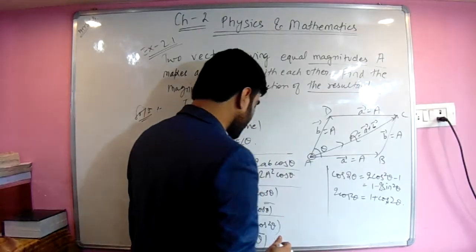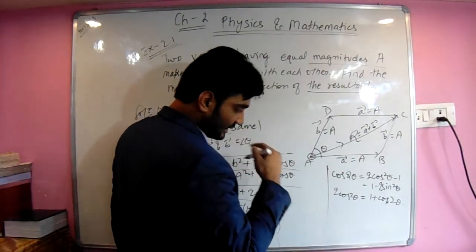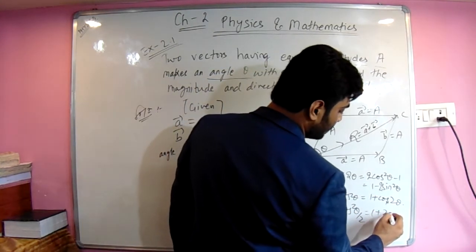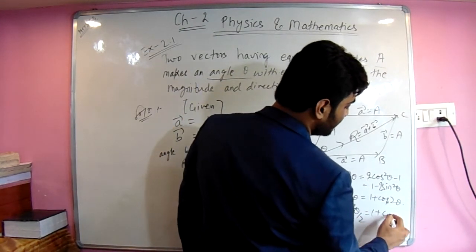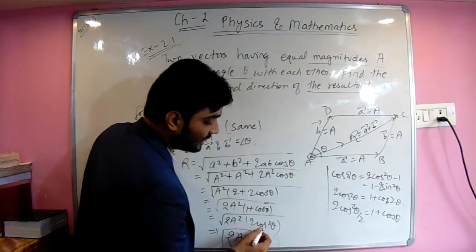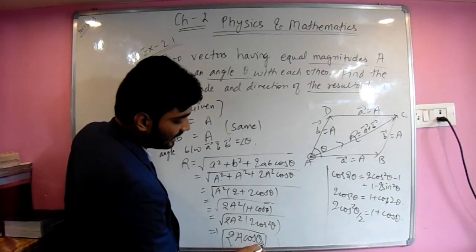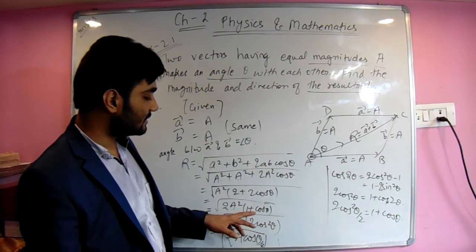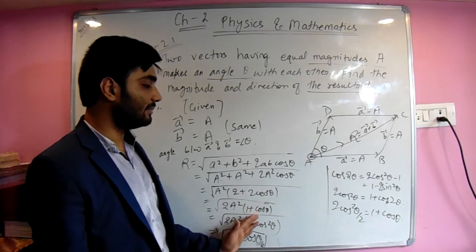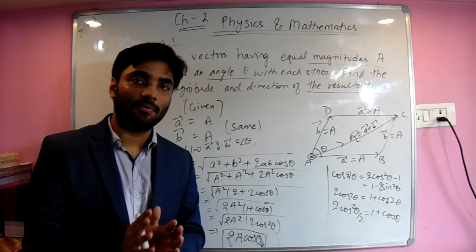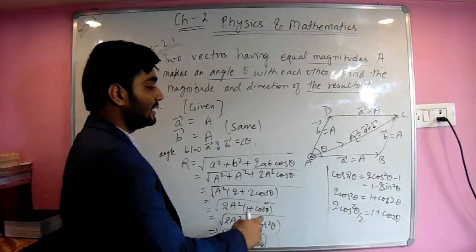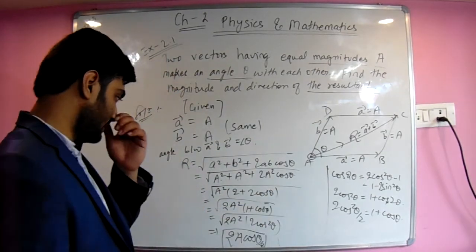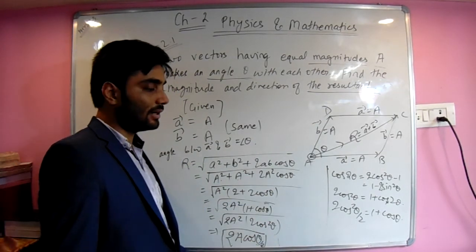Is this the right answer or wrong? We have 1 plus cos theta, and we have to find cos theta. It can be written as 2A cos theta by 2. Why? Because we have cos theta, not cos 2 theta, meaning the half angle. Theta plus theta becomes 2 theta, and theta by 2 plus theta by 2 becomes theta. So we get 2A cos theta by 2.